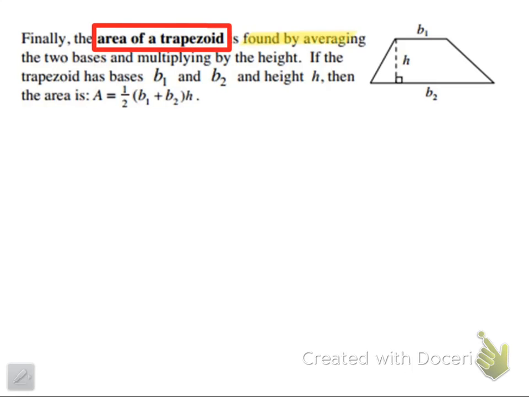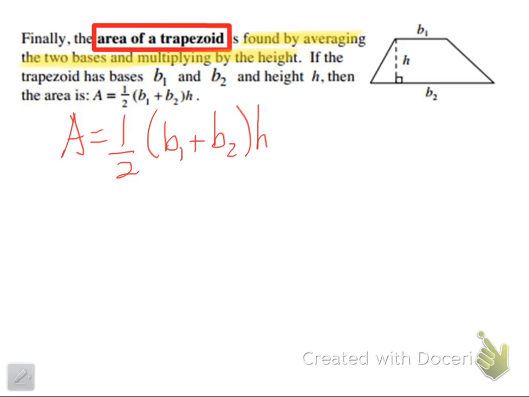Lastly, we have the area of a trapezoid. And that's found by averaging the two bases and multiplying by the height. So you'll notice here we have a base and a height. So we're going to see how we can work with the trapezoid to make it easy for us to understand. They've given us the formula here. So we know area equals 1/2 base 1 plus base 2 times the height. Now, how can we understand this formula without just memorizing it?